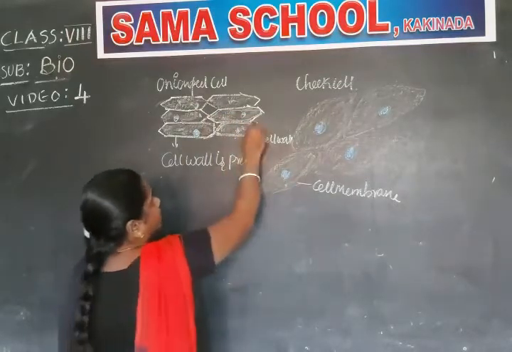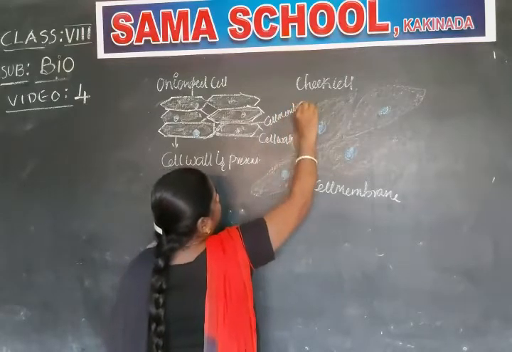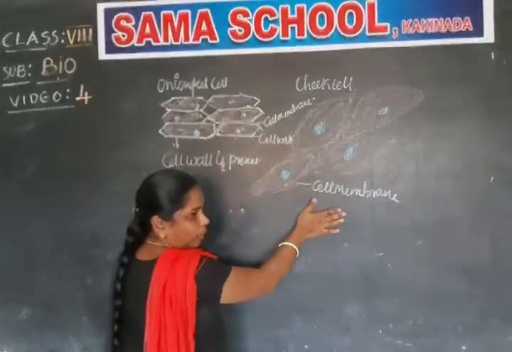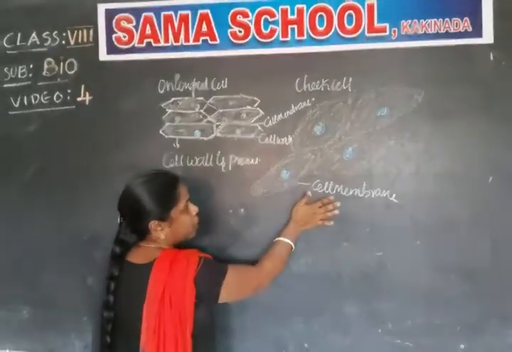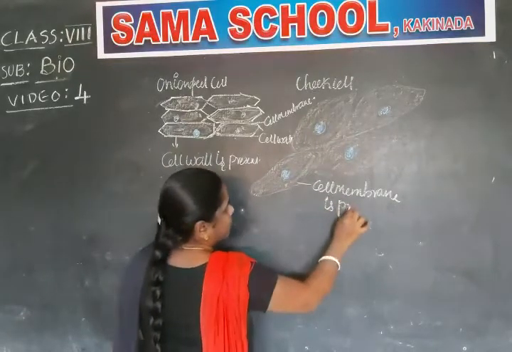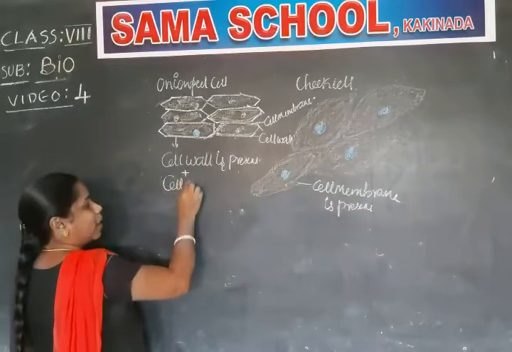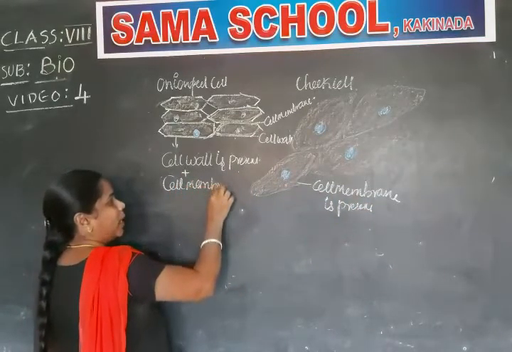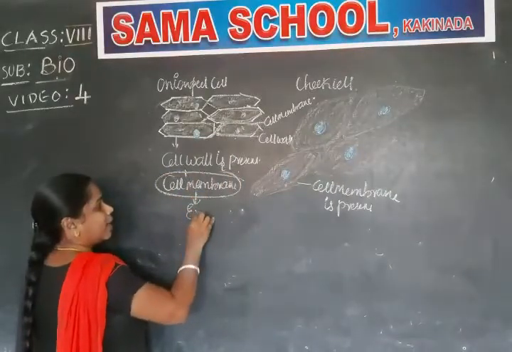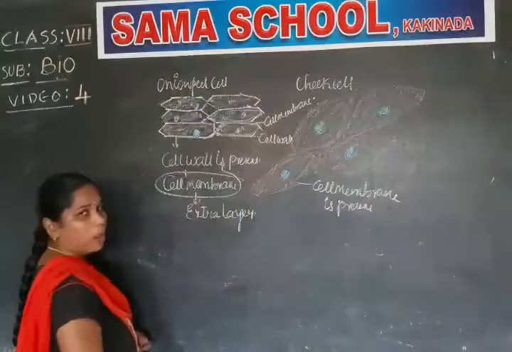Understand, it is called as cell membrane. Here, if you go for the nucleus, when you see the cheek cells, see how they are arranged. Here, cell membrane is present. Here, cell wall is present along with the cell membrane. That means the cell membrane is surrounded by an extra layer called as cell wall.